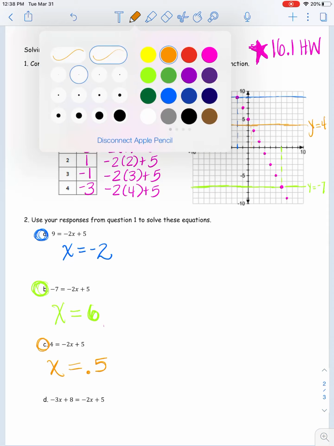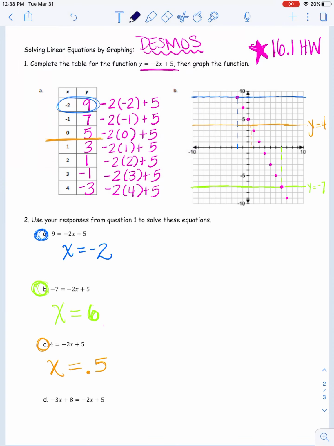All right, what color do I want to use now? Let's use this one.